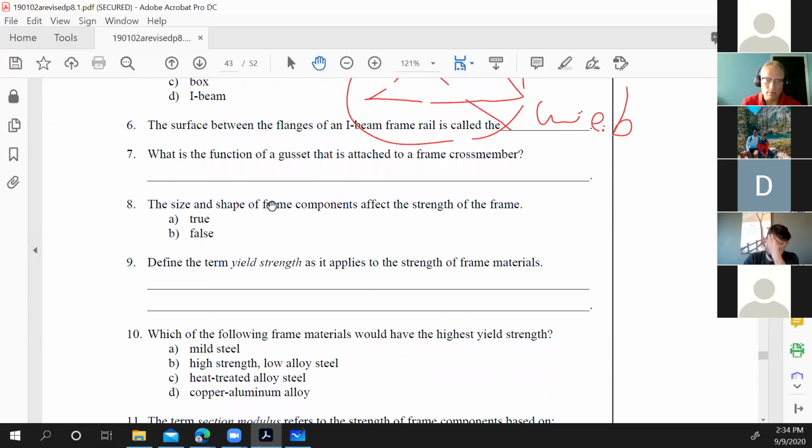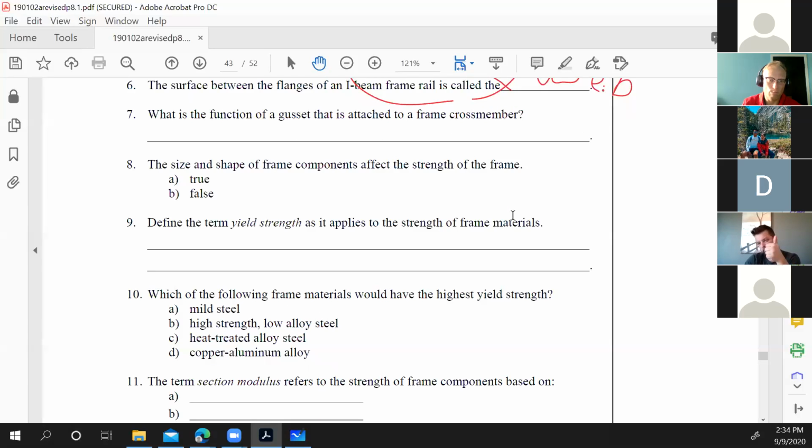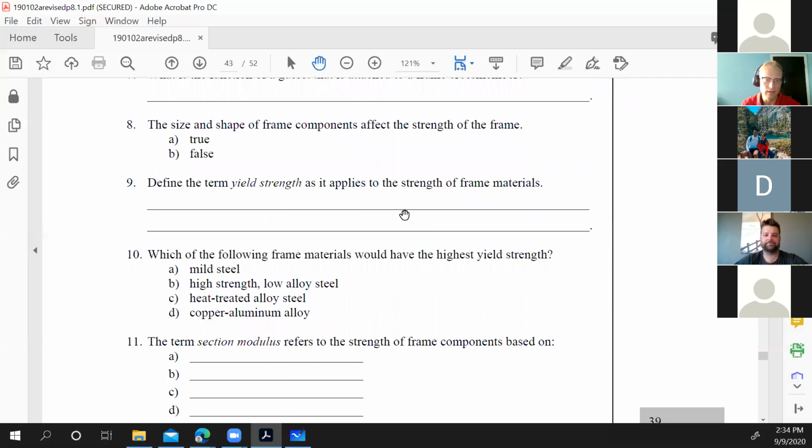The size and shape of frame components affect the strength of the frame. True. You better believe it. That's the only thing that affects the strength of the frame, the size and shape. So, well, actually, sorry, the material also affects it. But yep, size and shape. So the size of it, how it's designed, that'll affect it.